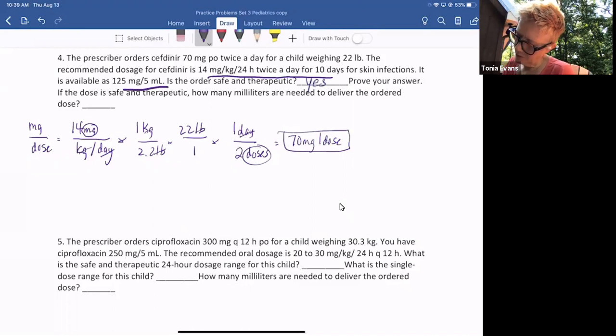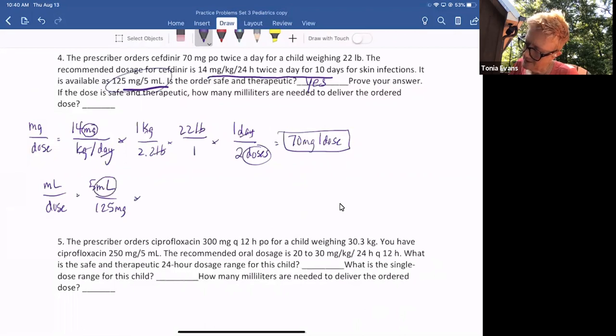And yes, prove your answer. We just did. Our order is for 70 milligrams PO twice a day, so we're right on the money there. If the dose is safe and therapeutic, how many mLs do we need? So we want to know milliliters per dose. And 5 mLs is 125 milligrams. That's what we have supplied. And so we've got mLs, and 70 milligrams per dose is what we have ordered.